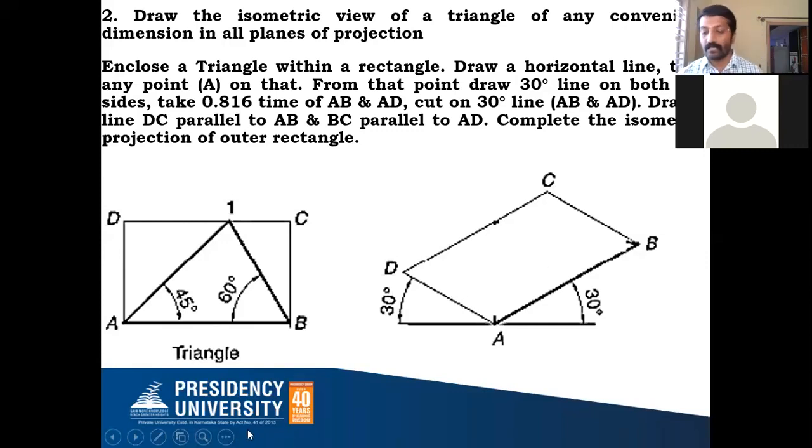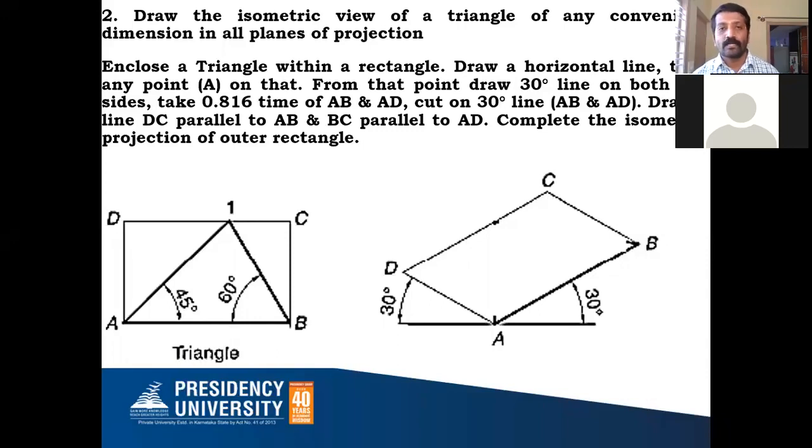How to get C? To get C, once again, there is no need to cut any dimension. From D, draw a line parallel to AB, or else a 30-degree line from D to some length. Similarly, from B, either draw a line parallel to AD, or else a 30-degree line from B like this. Wherever these two lines intersect, you call that C. So now the isometric projection of the outer rectangle is ready.